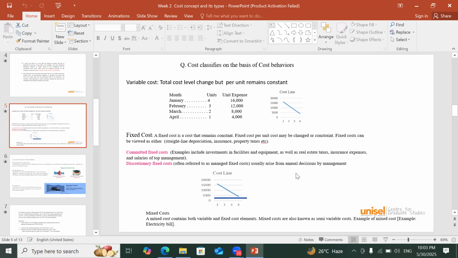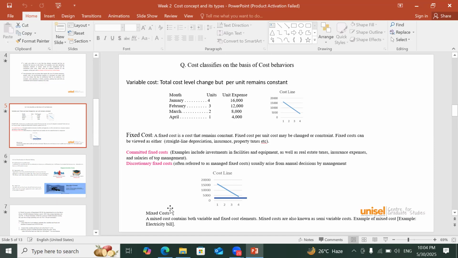So I have tried to discuss here variable cost, fixed cost, and mixed cost. If you have any question, I will try to answer 2 or 3 questions. Sir, Assalamu alaikum. Salam.